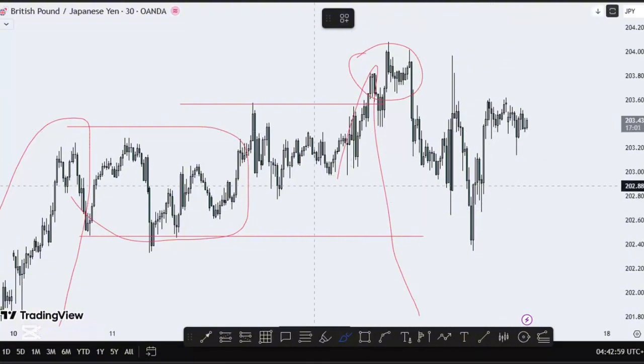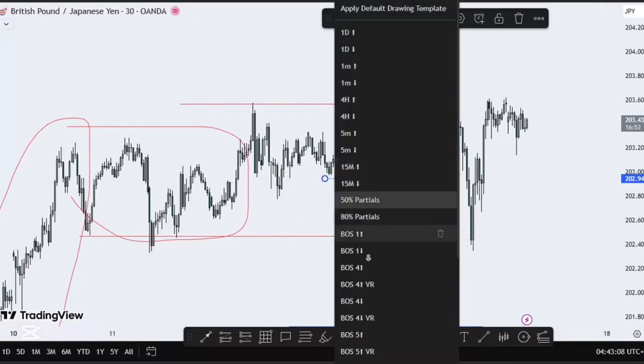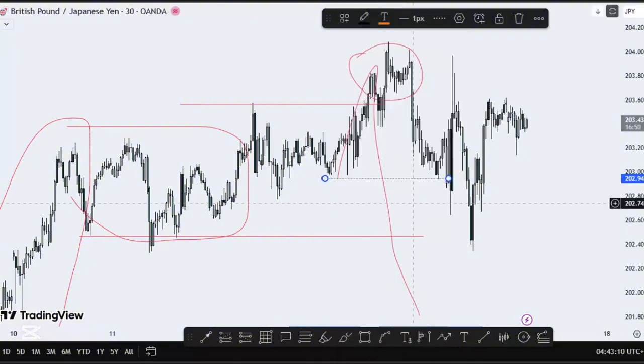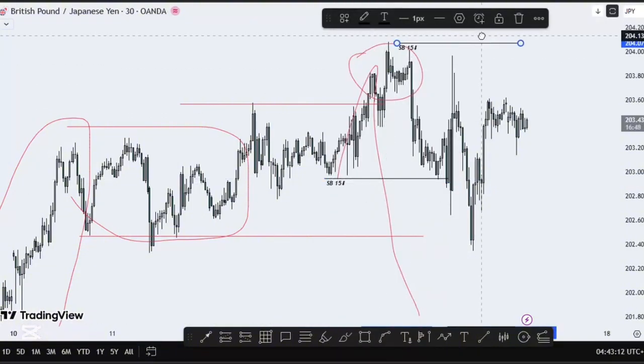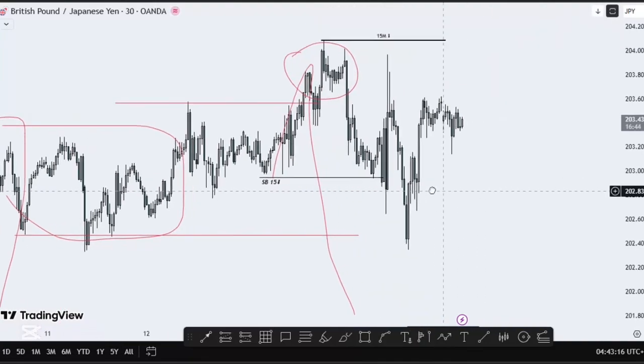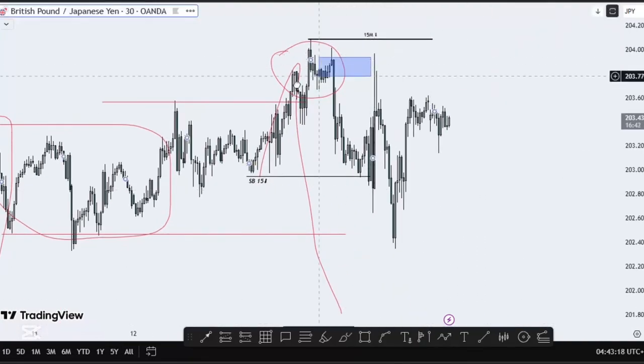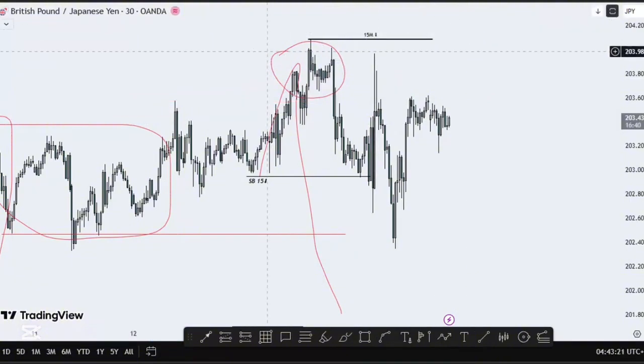So I actually took the entry as follows. Once price broke this most recent structure, it showed a strong bearish structure. I was able to take an entry on that one. So my entry was around that point. Let me show it to you. Okay, so I'm going to remove these drawings for you.